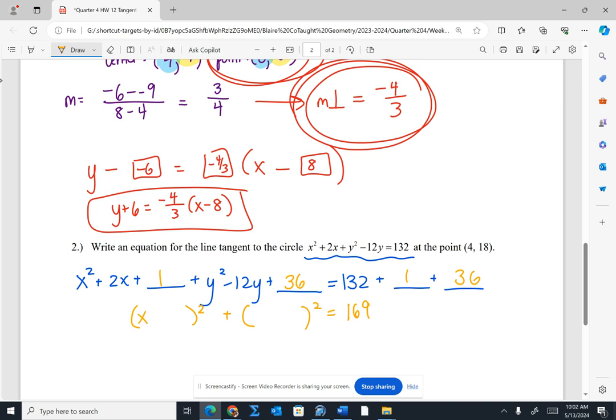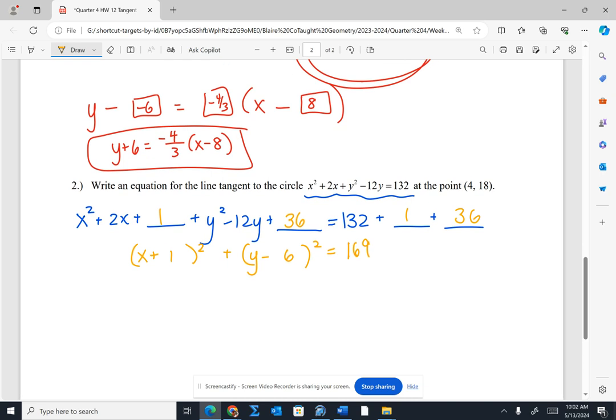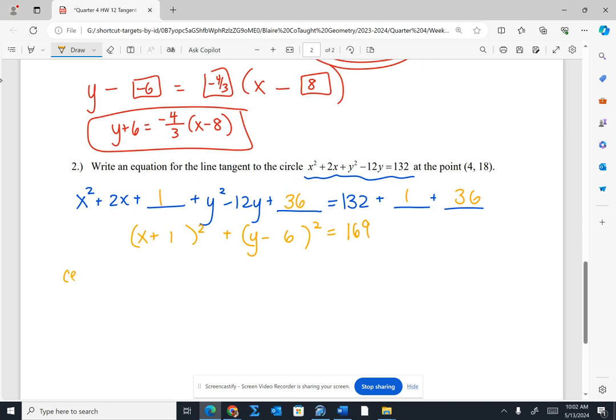So x plus, and then what did I square to get 1? 1. Y minus, I'm using the sign in front of the 12y. What did I square to get 36? 6. So now that I have my equation, now I can pick out my center is (-1, 6). I must have been given another point also, so I need to go back to the original problem, and the point that I was given was (4, 18), and I need to find the slope.